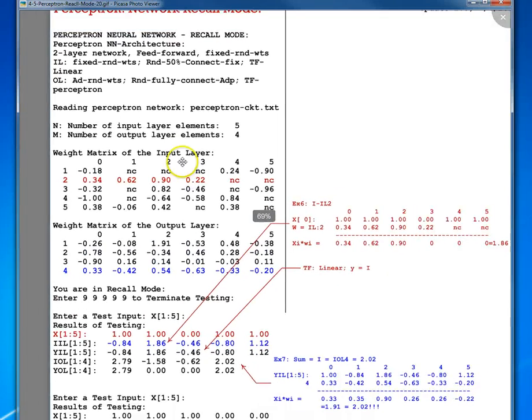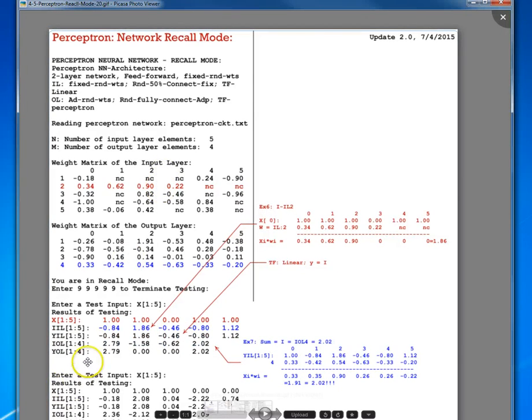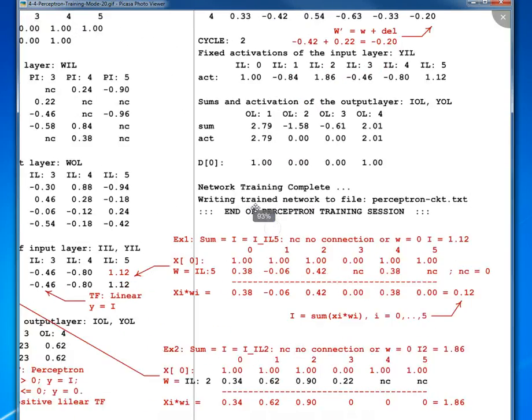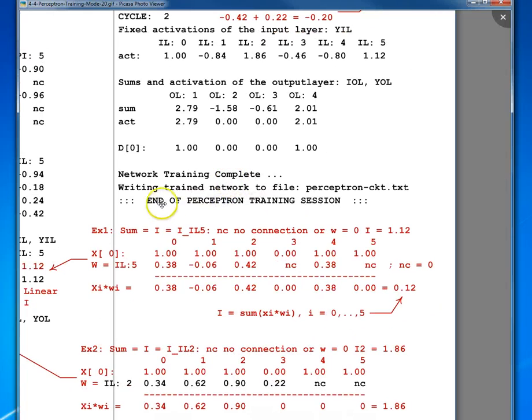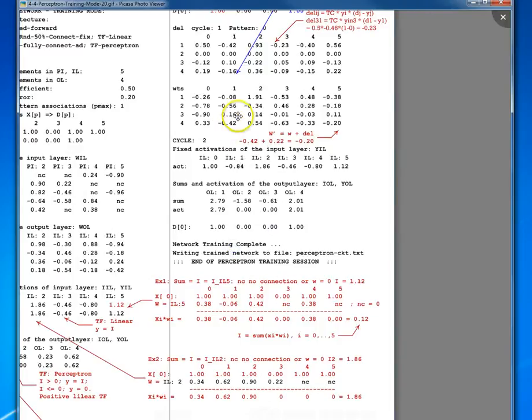Now for the network in the recall mode, we store this network weight. Once the network is trained, it will say the network training is complete. And once the network is trained, these weight matrices, like this final weight matrix, and of course the original weight matrix, both are going to be stored into a network file called the Perceptron CKT. When you go into recall mode, it reads input data from this file and then uses that for recall.